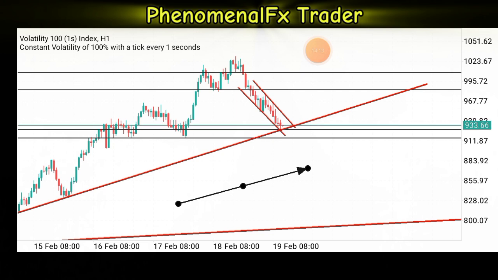You can do this on any pair: Boom and Crash, volatilities, Step Index, Jump indices, even on currency pairs.